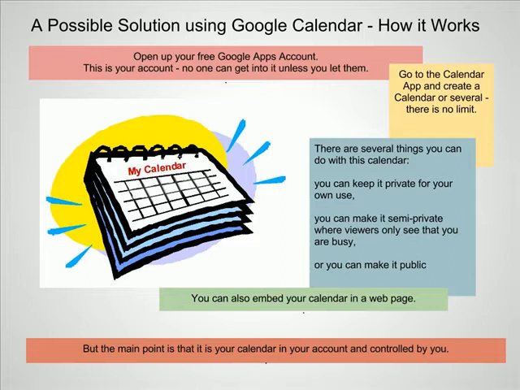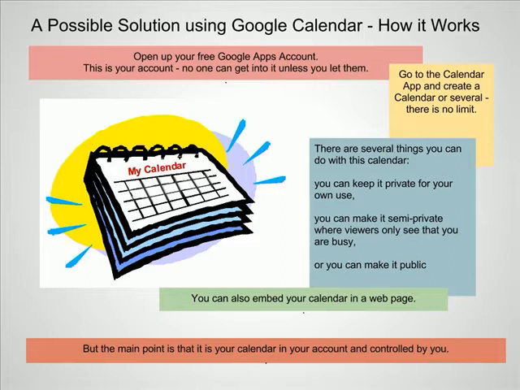Go to the calendar app and create a calendar, or several. There is no limit. There are several things that you can do with this calendar. You can keep it private for your own use, which is not a bad idea. Put in your own things, little Susie's piano lessons or soccer or karate or what have you, and meetings that you have to be at, or business or anything similar to that nature, and you get notified on your phone or through email or something similar to that nature.